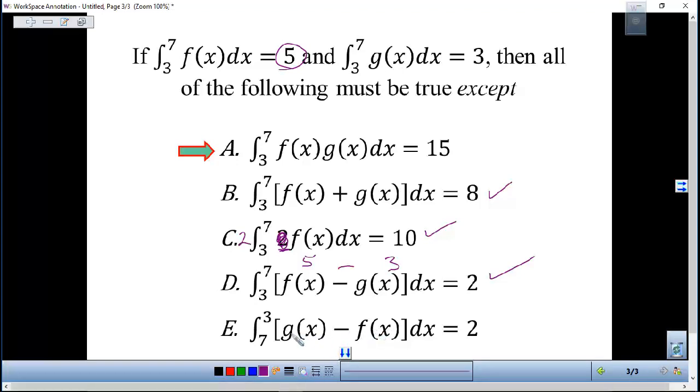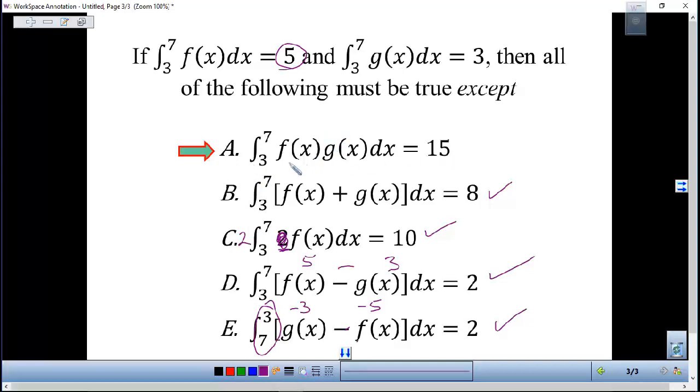Now with this one, you have to be careful because we're actually flipping this around. Notice your bounds. The integral from 7 to 3 of g of x is actually going to be negative 3, and the integral from 7 to 3 of f of x dx is going to be negative 5. So we have negative 3 minus a negative 5, which gives us a positive 2 yet again. So by flipping these over, that's going to make this a negative 5 and a negative 3. So our answer still works out.